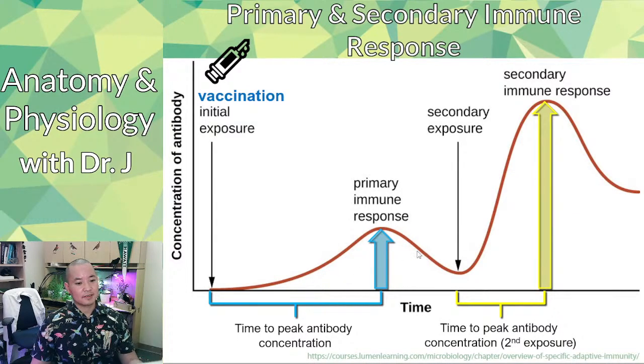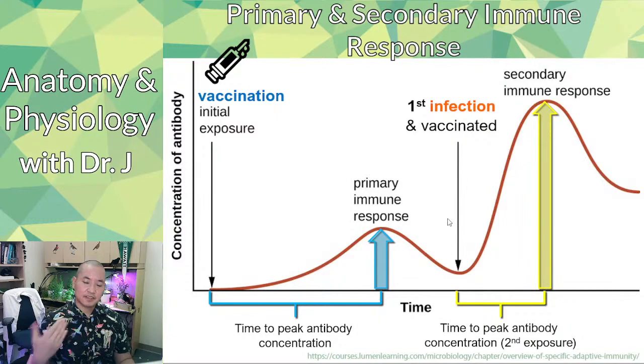So when you have those memory T and B cells, what happens when you're actually infected? When you're actually infected and you have this vaccine that trained all these memory T and B cells, you're going to produce even more antibodies, and it's going to take you less time to produce those peak antibodies because you already have those memory T and B cells in advance.